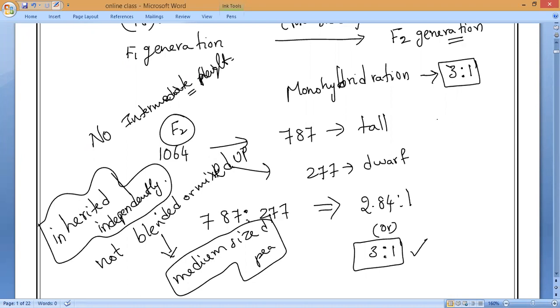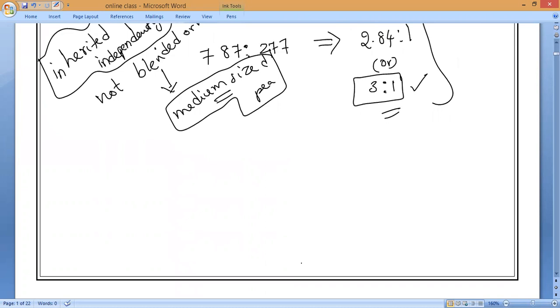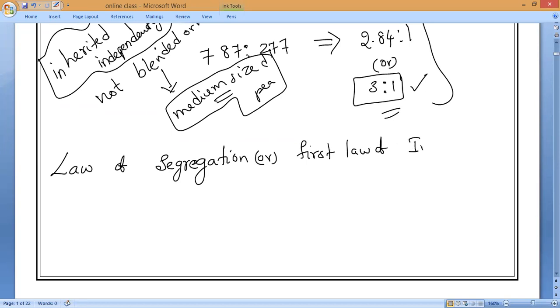So after observing these results, the 3:1 ratio as well as the independent inheritance, because they are not forming medium-sized pea plants, Mr. Mendel formulated the first law of inheritance. That is called the law of segregation, the most important definition which is frequently asked in the exam. The law of segregation, or first law of inheritance, both are the same. So please write first law of inheritance, or law of segregation, which was proposed by Mr. Mendel.